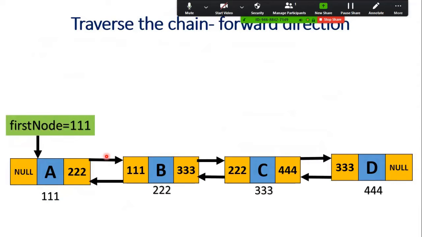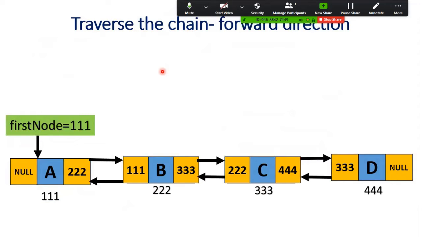If you want to perform any operations on the nodes, first we have to traverse the nodes, that is, visit the nodes. So how to traverse? Traversing the nodes in a chain means what? Visiting the nodes one at a time in a chain.